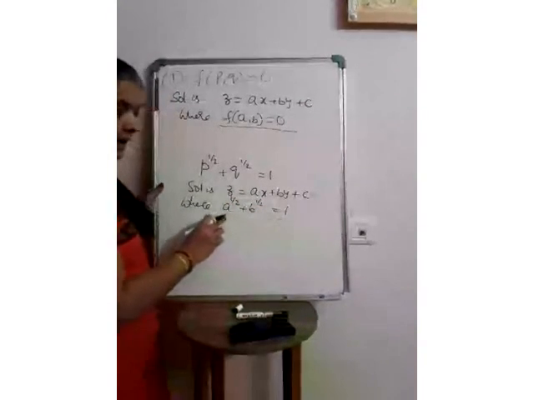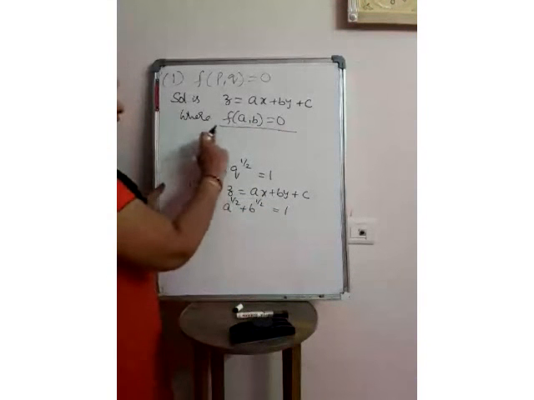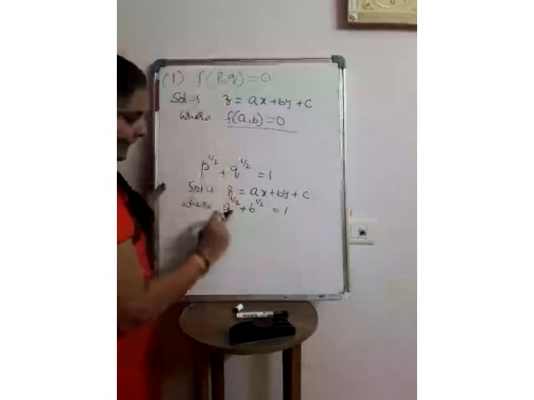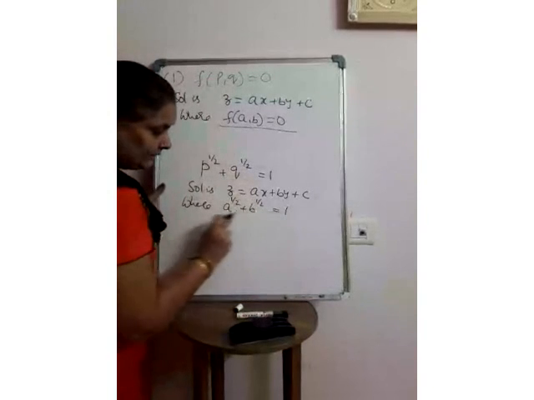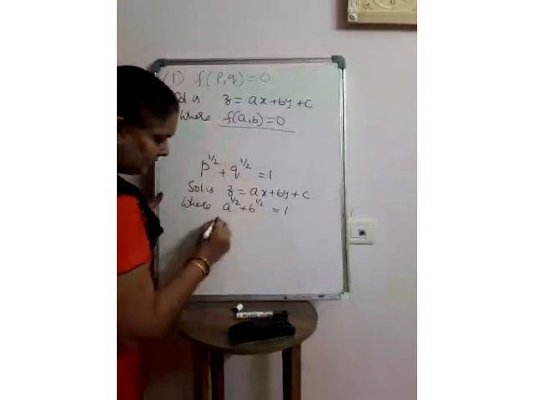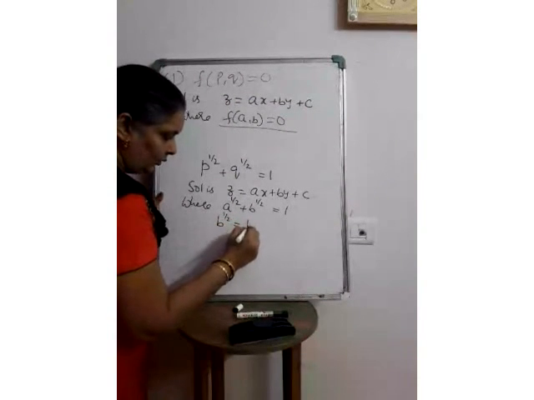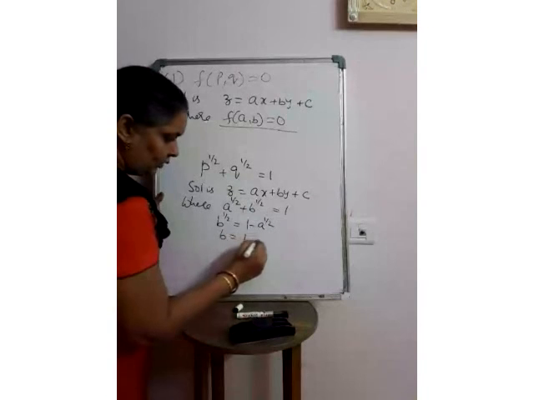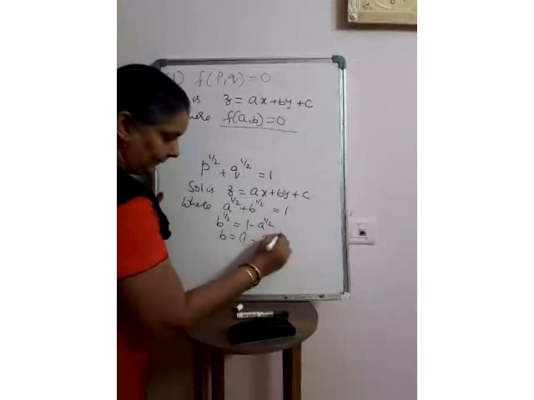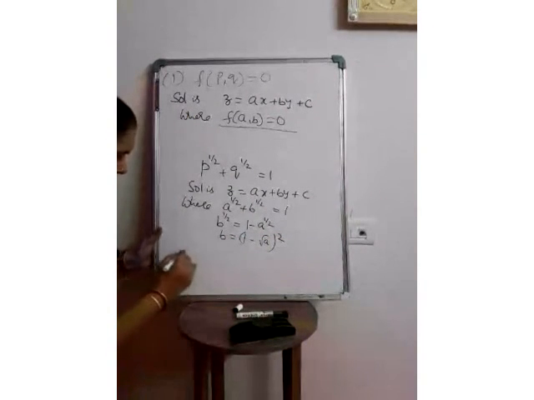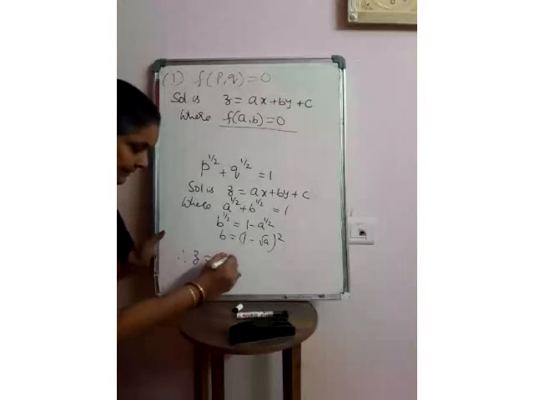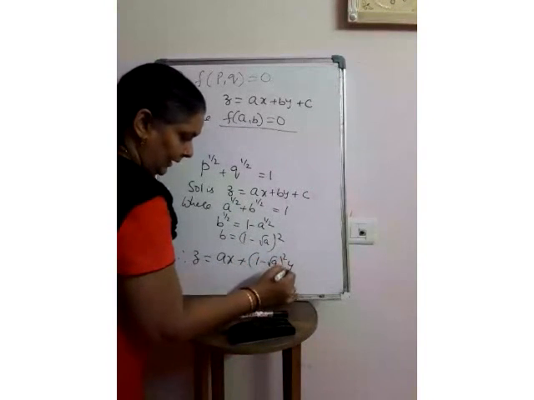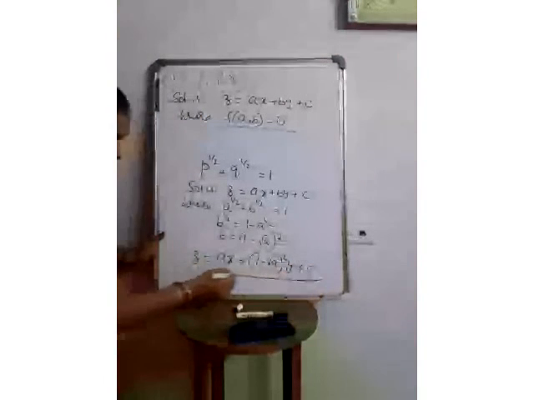Did you understand how I have written this? Where f of a, b equal to 0. In the problem directly, we replace P by A and Q by B. From this relation, we write down the value of B. What is B? B to the power of half is equal to 1 minus A to the power of half. Squaring on both sides, B is equal to (1 minus root A) whole squared. Therefore, z is equal to ax, and B is nothing but (1 minus root A) whole squared, into y plus c. So this will be the complete solution.